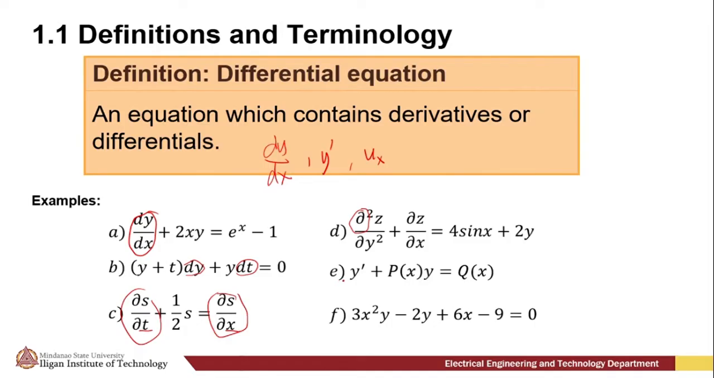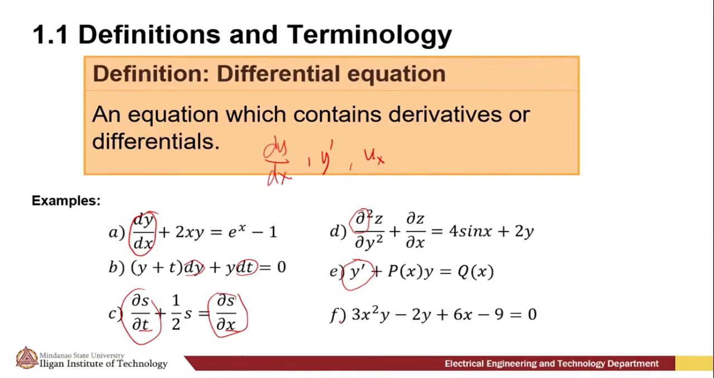For letter E, we have y prime plus p of x times y equals q of x. So the derivative term here is this y prime, the prime notation for our derivative. So this one is a differential equation.